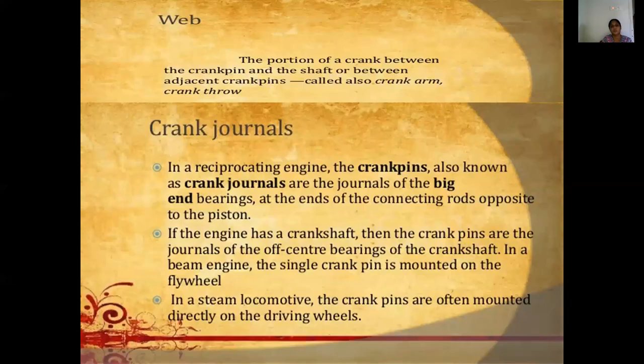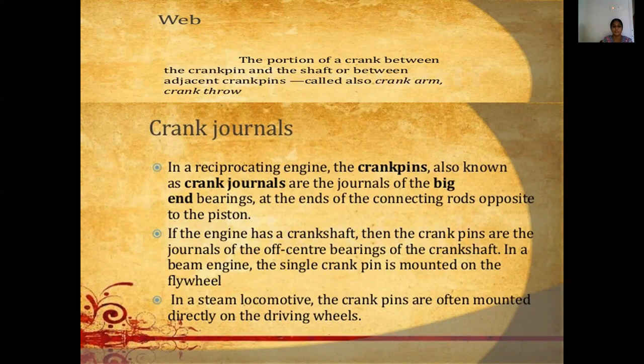Web is nothing but the portion of a crank between the crankpin and the shaft, or between adjacent crankpins, called also crank arm or crank throat. Okay, next crank journals. In a reciprocating engine, the crank pins, also known as crank journals, are the journals of the big end bearings at the ends of connecting rods opposite to the piston. If the engine has a crankshaft, then the crank pins are the journals of the off-center bearing of the crankshaft.